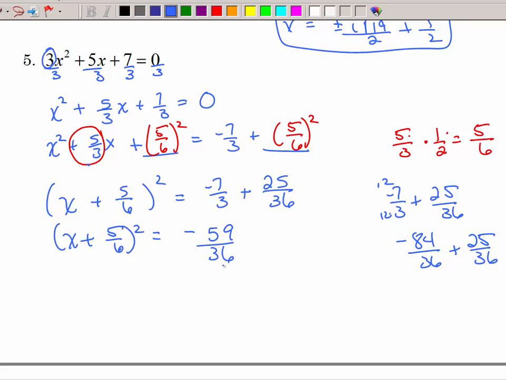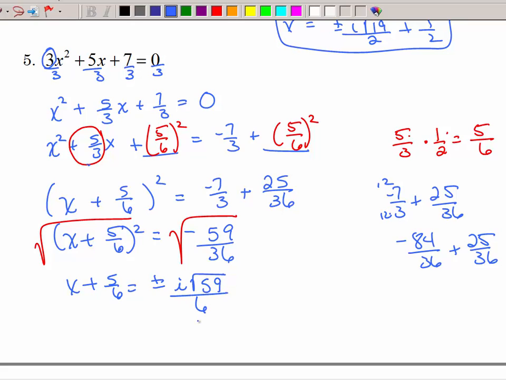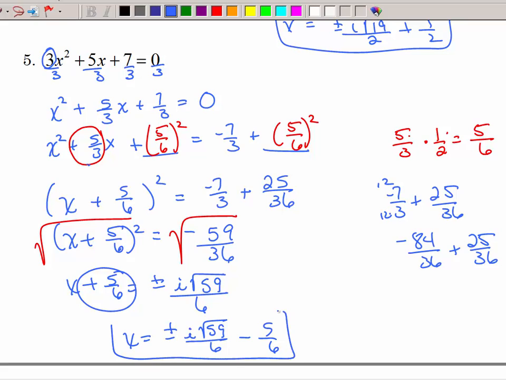Over 36. Then we take the square root of both sides, plus or minus, imaginary because of the negative, 59 is prime, means it can't be factored, and the square root of 36 is 6. And then the last step, move this to the other side by subtracting it. So this one has lots of fractions. You just need to be very careful and go through the steps of the process.